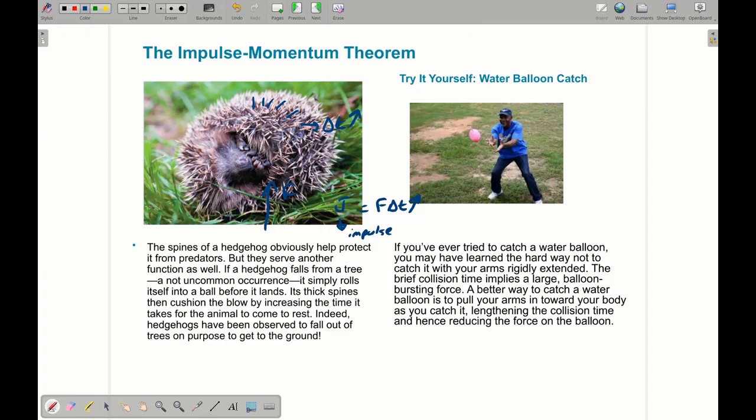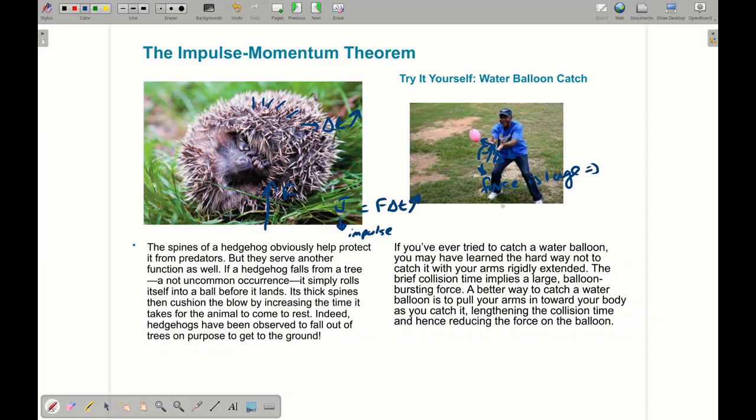The same thing goes here. If you are playing a water balloon catch, if you catch them with a force quickly, then you have a large force applied in a short time. So if the force is large, you will burst the balloon easily.